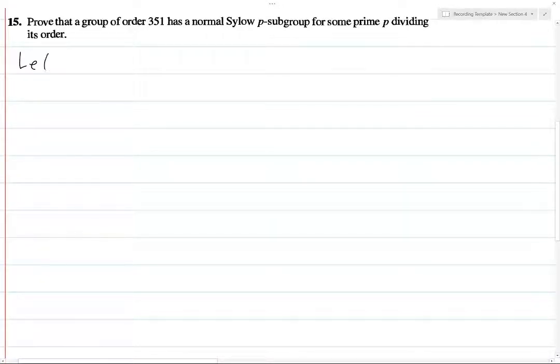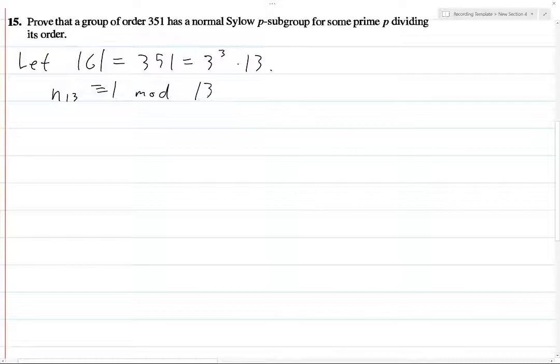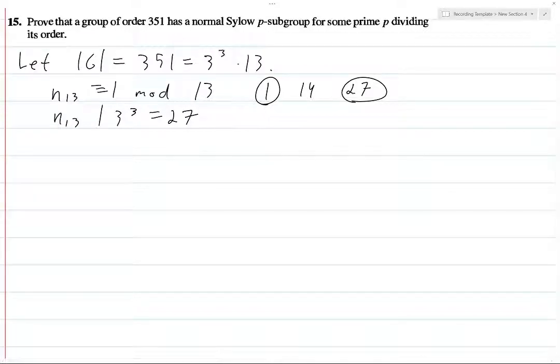Alright, we're going to let G be a group of order 315, which it turns out is 3 squared times 5 times 7... I meant 3 cubed times 13. So let's do our typical n_13 is equivalent to 1 mod 13, and the order of n_13 also divides 3 cubed, which is 27. So let's see here. We've got 1, 14, 27, and so 1 and 27 are options for n_13.